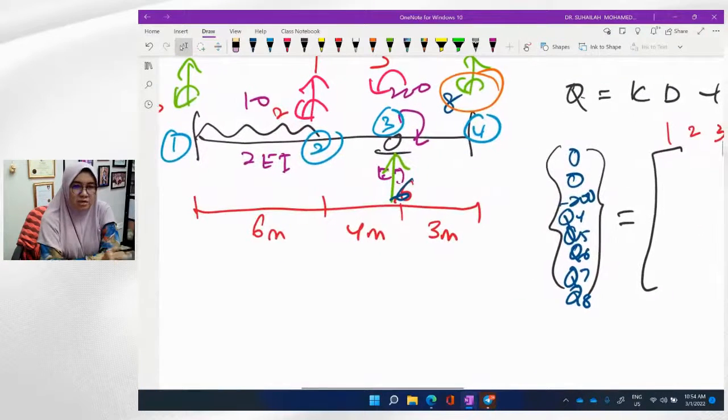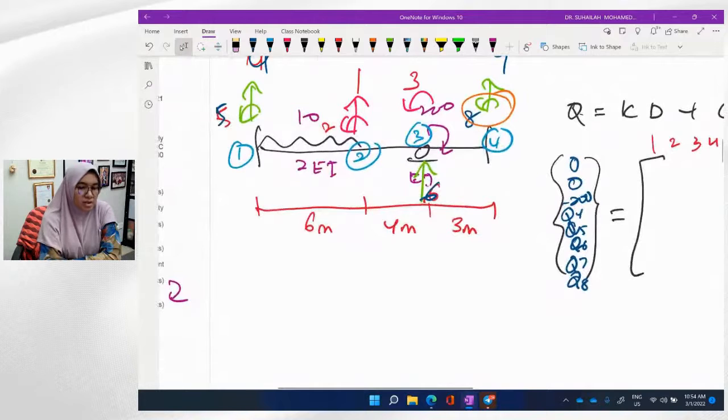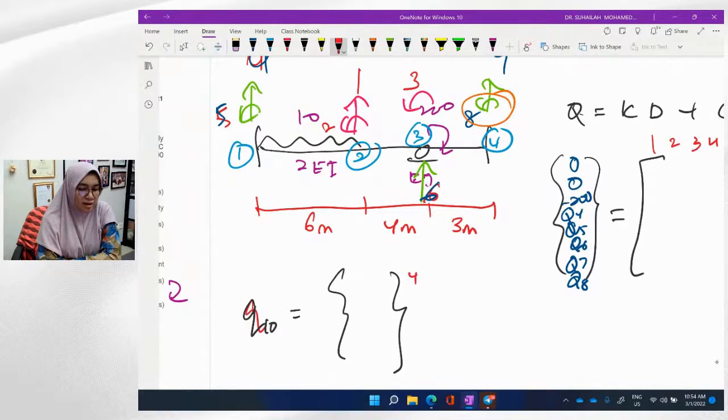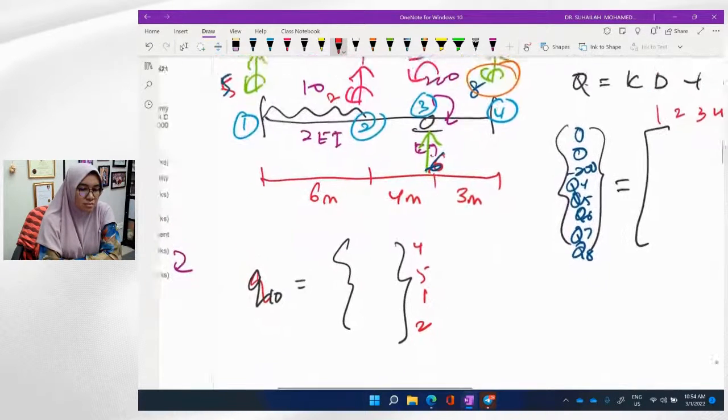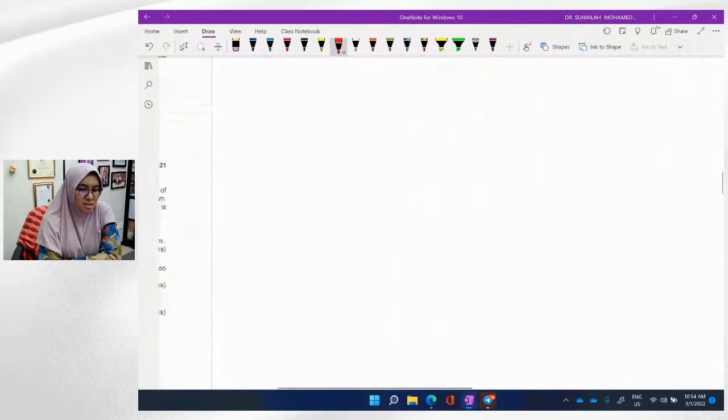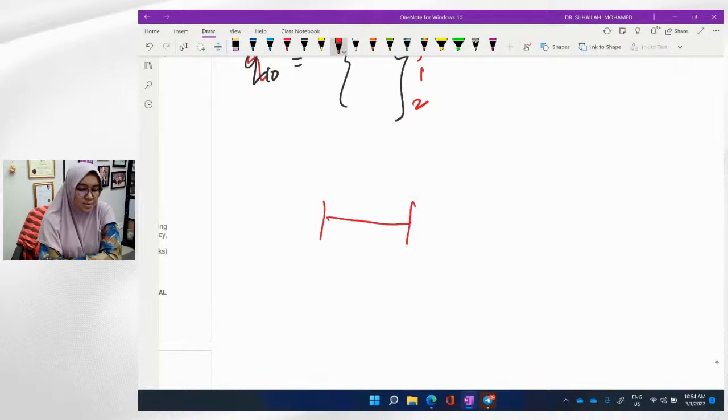So we have equivalent nodal forces. Equivalent nodal forces we get from member number 1, Q1 naught. The labels are 4, 5, 1, 2. We get these from 10 and 6. So it is 10 times 6, 60 divided by 2, which is 30 here.